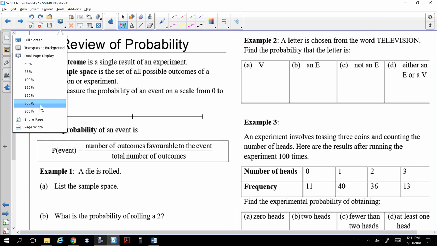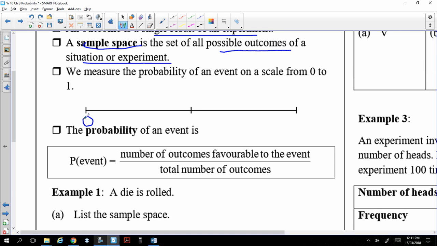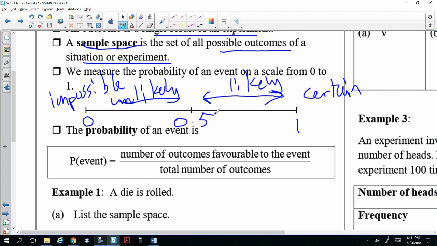Okay, good. So first let's go through some terminology. An outcome is a single result of an experiment. And sample space is all the possible outcomes of an experiment. Now, how do I measure probability? We'll use a probability scale from 0 to 1. 0 means it's impossible. 1 means it is certain. Anything in between is probable, okay? Obviously, for a probability that's closer to 1, it's more likely. And for anything less than half, it's unlikely. Okay, so that's half.